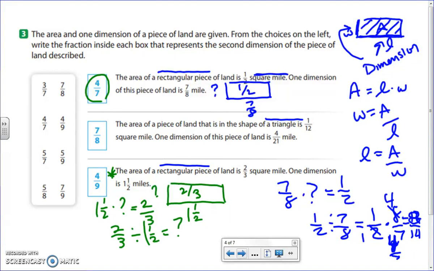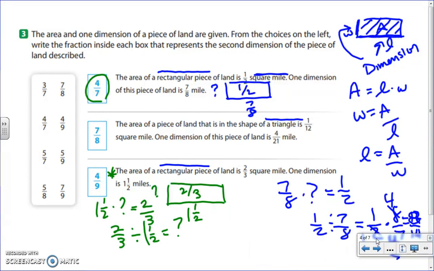I'm going to run out of space here. When I take 2/3 divided by 1 1/2, I'm really dividing by 3/2. 2 times 1 is 2, plus 1 is 3, 3/2. And I can do the keep change flip method again. 2/3 times 2/3, multiply straight across, 4/9. And we got that one okay.